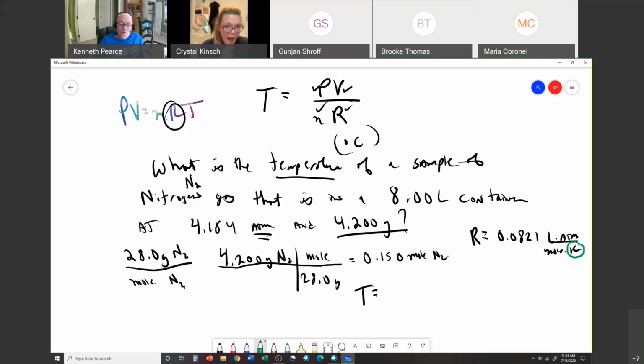And so we say temperature is what? The pressure is 4.184 atmospheres. We got the volume. What is the volume? 8.00 liters. I got my N. What's my N? That is 0.150 mole. And I have my R, which is 0.0821 liters atmospheres per mole Kelvin.